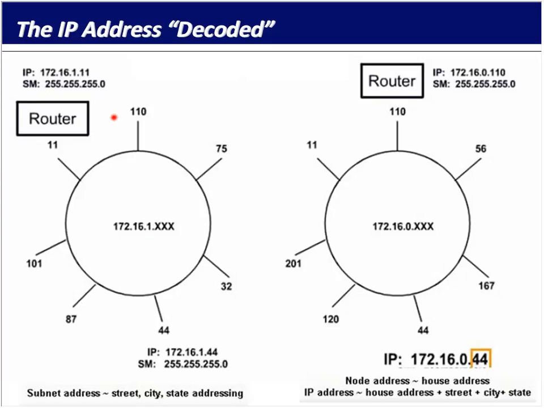Right? So we have our little neighborhood here, which is a subnet, and the common address to all the subnet is 172.16.1. And then each of the individual devices has its own little house number, 110. So this device's full IP address would be 172.16.1.110. Down here, its full IP address would be 172.16.1.44.